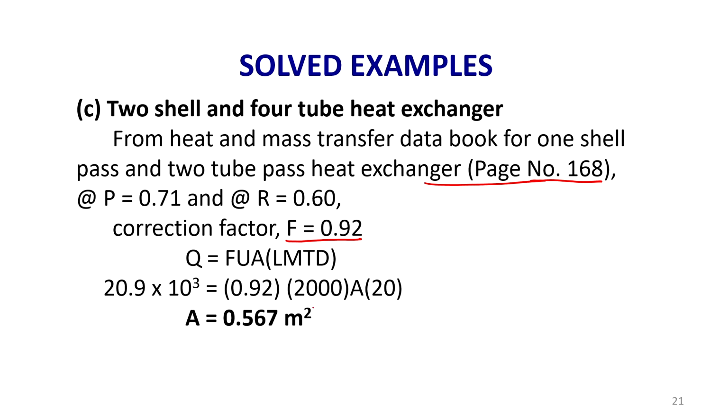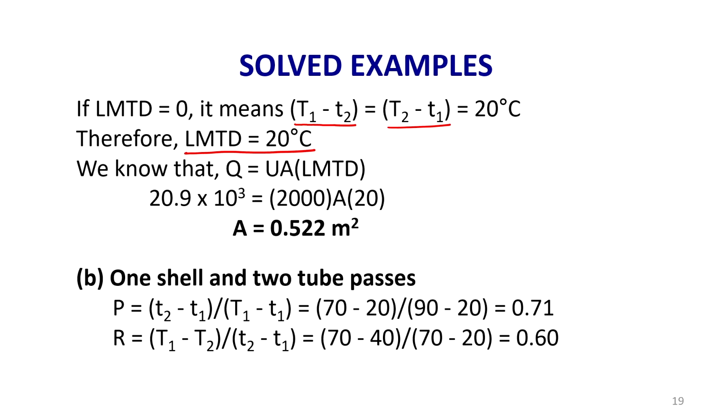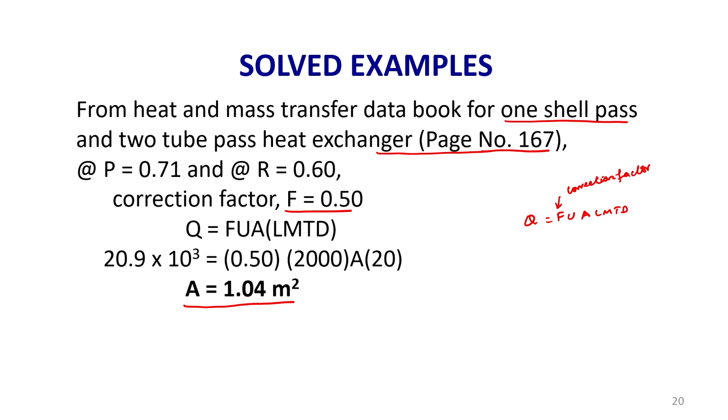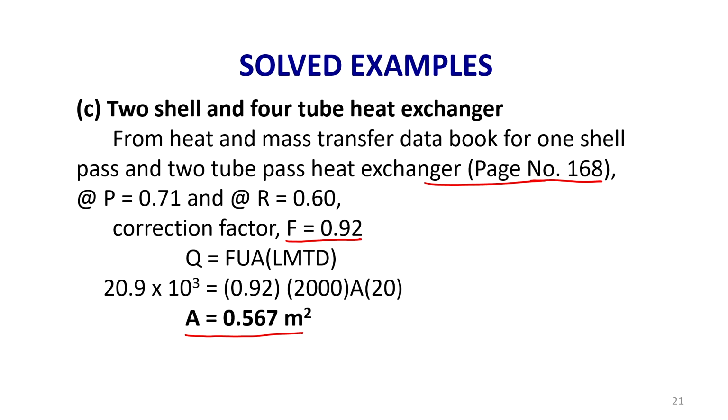If you substitute, the heat transfer area is slightly more than the case where the correction factor is not there. Without the correction factor it is 0.522. With the correction factor for a single shell 2 pass, the heat transfer surface area has doubled, and with the 2 shell and 4 tube pass heat exchanger it is slightly more than 0.522 meter square. So, that completes the problem.